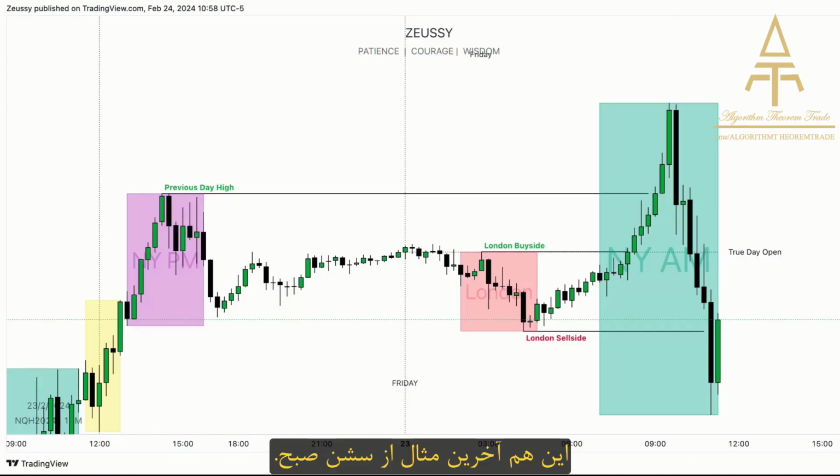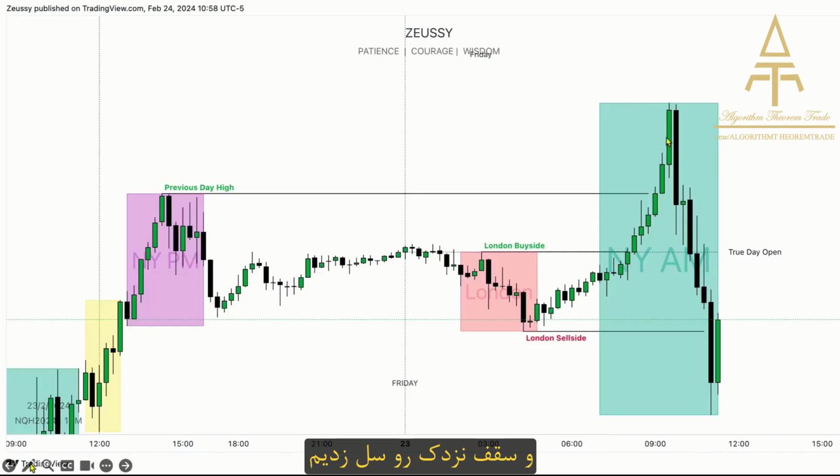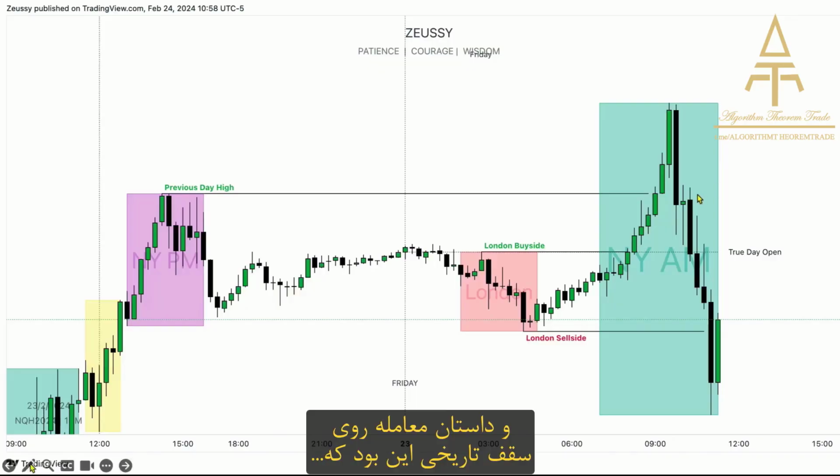And here we can see the final example of the morning session. This is a trade that I took during the morning session, a market maker sell model. This was shorting near the high of the Nasdaq thus far, so the all-time high. What occurred was the following.